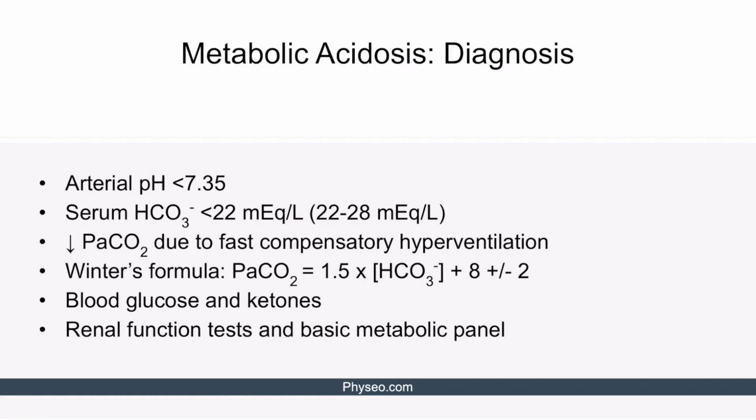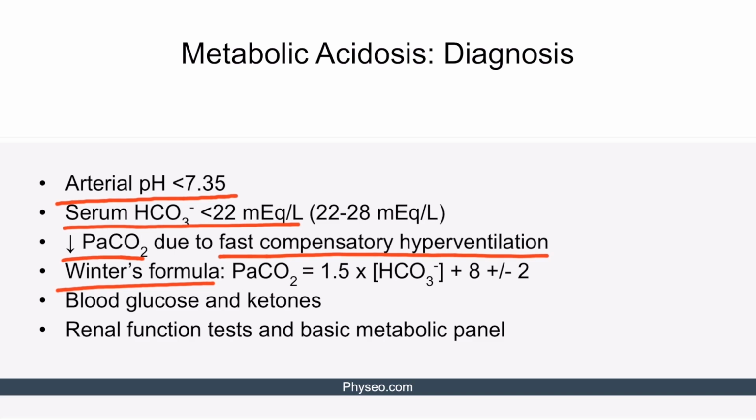We will now discuss the arterial blood gas findings of metabolic acidosis. Metabolic acidosis is characterized by arterial pH less than 7.35 and serum bicarbonate less than 22 milliequivalents per liter. Partial pressure of carbon dioxide is usually decreased due to fast compensatory hyperventilation. In order to find out whether the partial pressure of carbon dioxide falls into the compensation range, we need to use Winter's formula. Once we plug in the bicarbonate value in this formula, we receive a range within which any value of carbon dioxide is considered to be normal compensation.